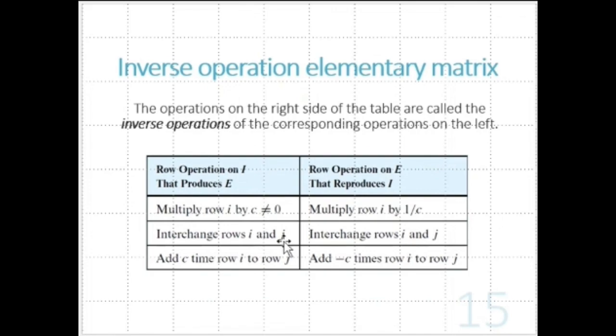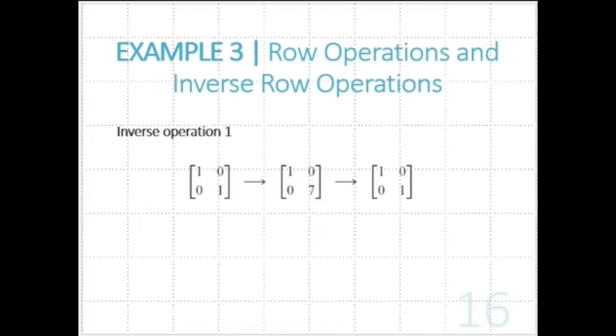So if you did a row operation on the identity matrix where you interchange rows I and J, to get your identity matrix back from that E you just created, you interchange those rows again. And if you added C times row I to row J to produce E, to get your identity matrix back you would add -C times row I to row J. So you see how you're doing the inverse operations to flip between I and E matrices. This is going to be a key slide that you might want to bookmark. So here, what are we doing with this one?